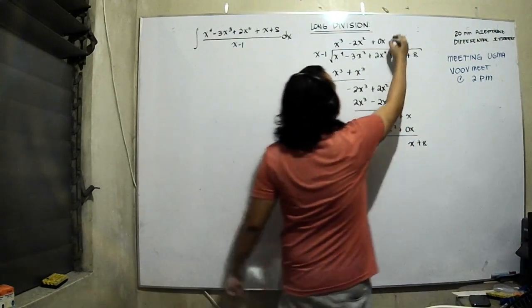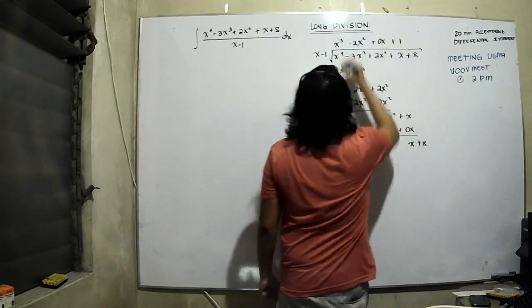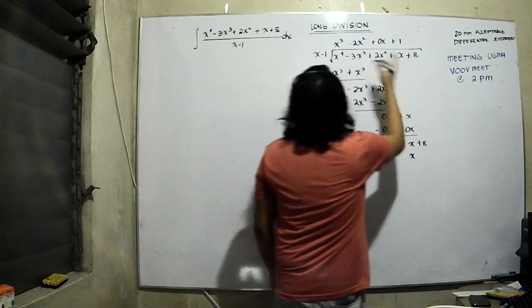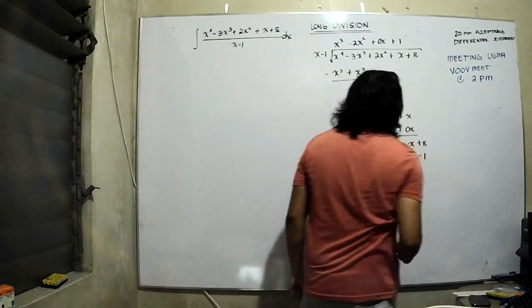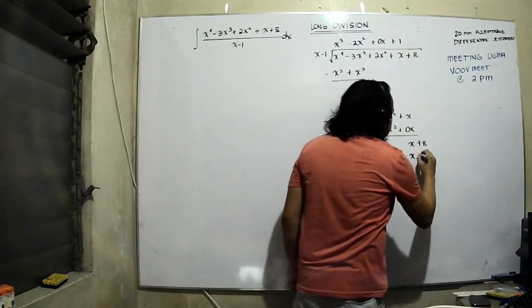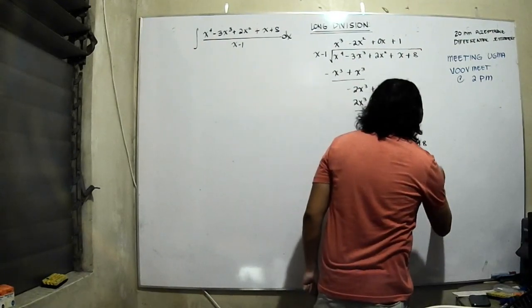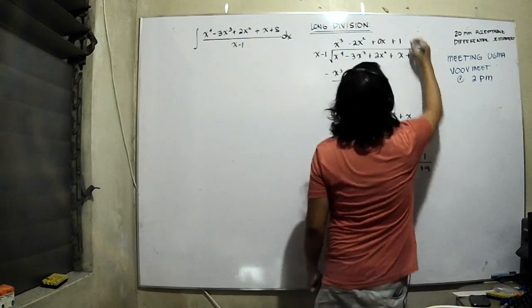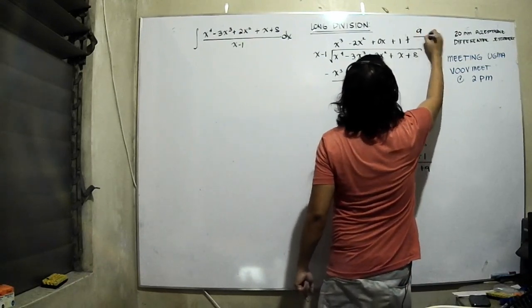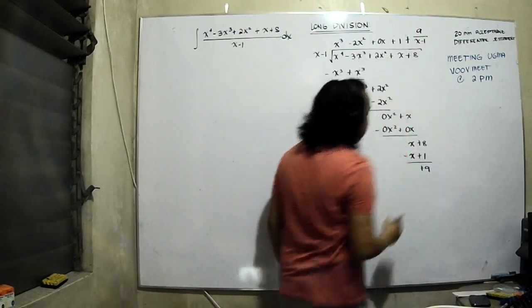So I have plus 1 here, x, and this is negative 1. So this is negative, this becomes positive now. This cancels out, leaving us with just 9. Our remainder here is 9 over x minus 1.